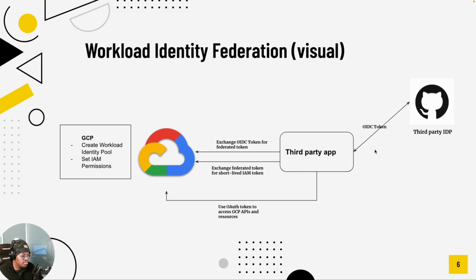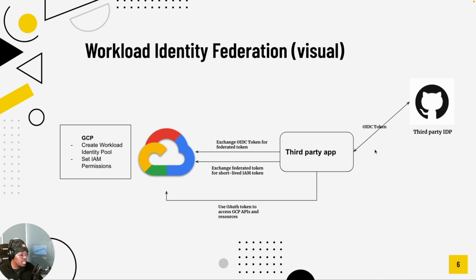And how you set all of this up is by creating a workload identity pool on GCP and setting IAM permissions that you want that third-party workload to have access to. So basically any access you provide on GCP for that service account, you can provide that to your third-party application.